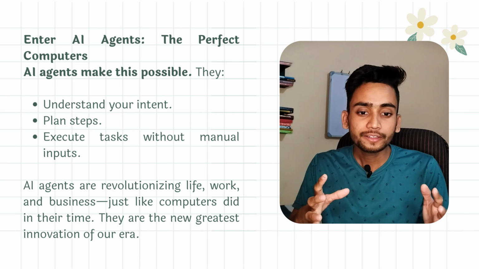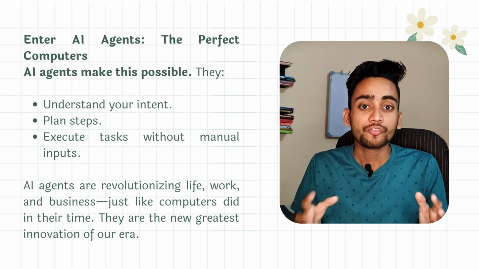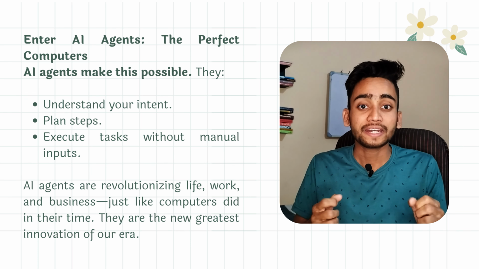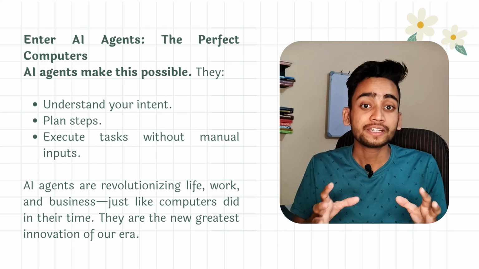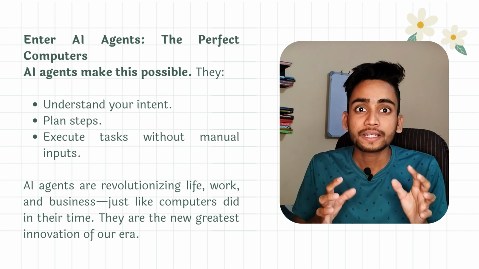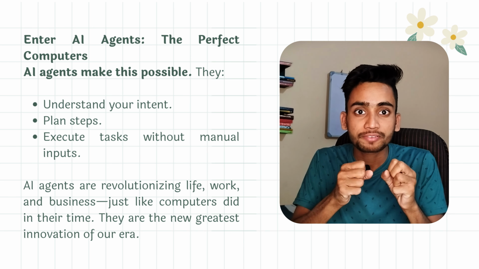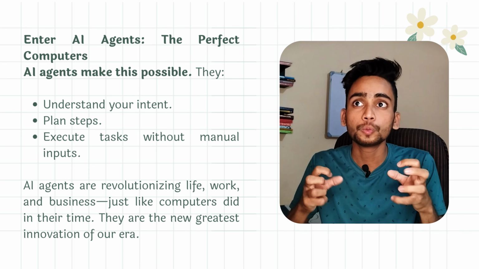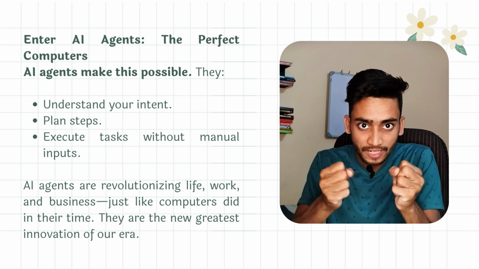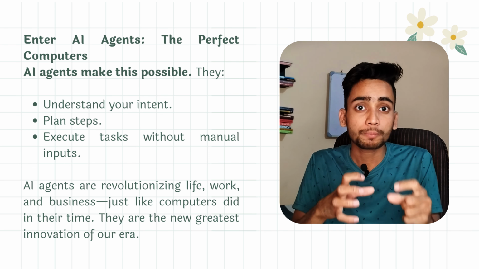computer. And I think you will not be surprised to know that we are living in an era where the perfect computer is becoming a reality. Computers and the internet are no longer the greatest innovations in human history. This title is now taken by AI agents. Just like how computers and the internet have revolutionized how we work, how we do our business, how we live our life, similarly AI agents are set to do the same. And AI agents tick all the boxes of a perfect computer.